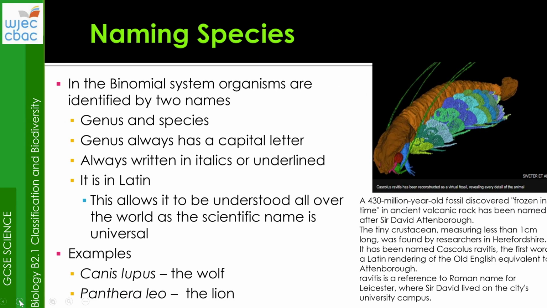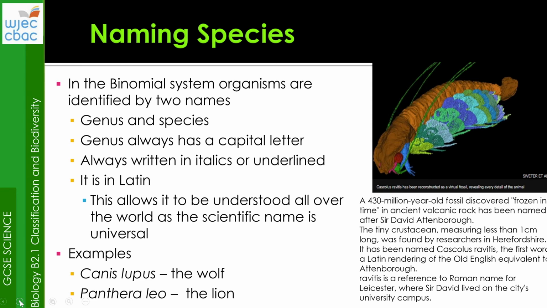So in this binomial system, organisms are identified by two names, their genus and species. Genus always has a capital letter, it is written in italics or underlined, it is in Latin, and the species is always in lowercase letters. The reason it's in Latin is it allows it to be understood all over the world, as the scientific name is universally understood. So some examples are Canis lupus for the wolf and Panthera leo that we've already mentioned.